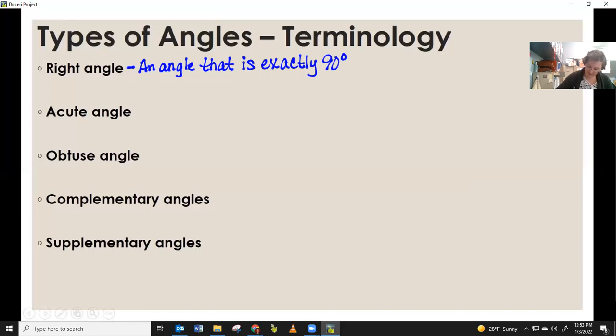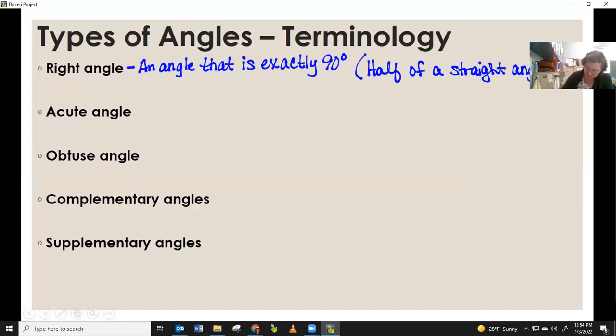It is exactly half of a straight angle. Straight angle being 180 degrees. Absolutely, Pedro, you're correct. It looks like an L.